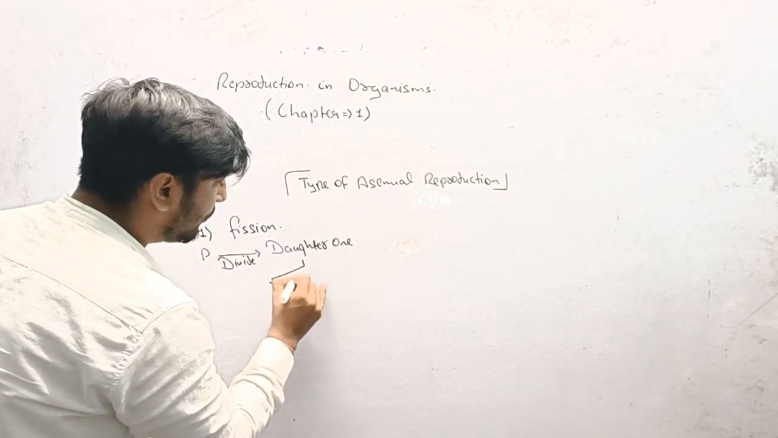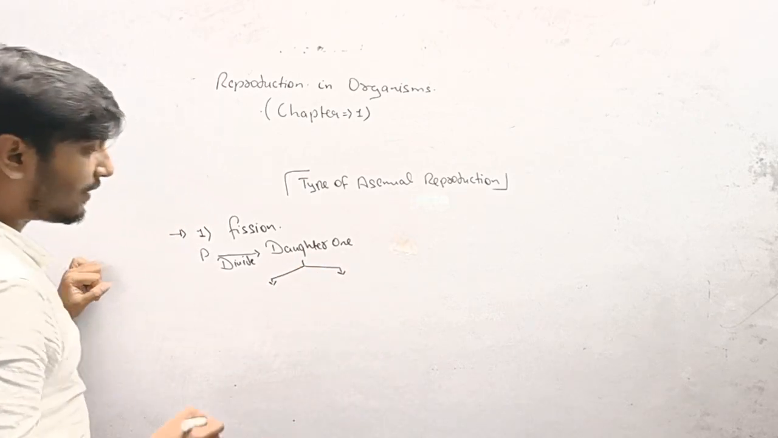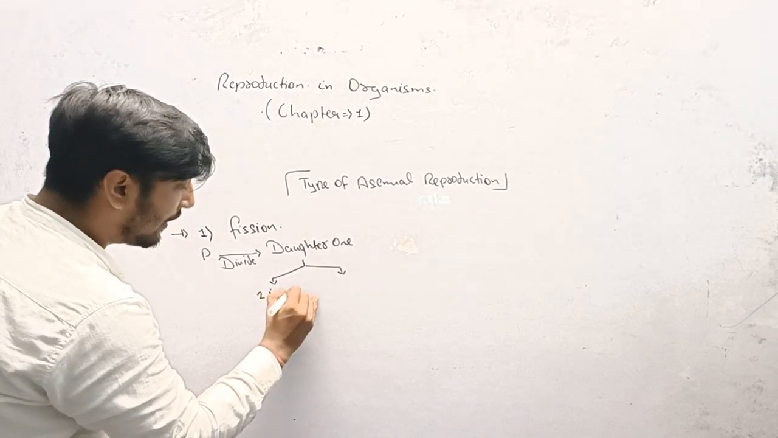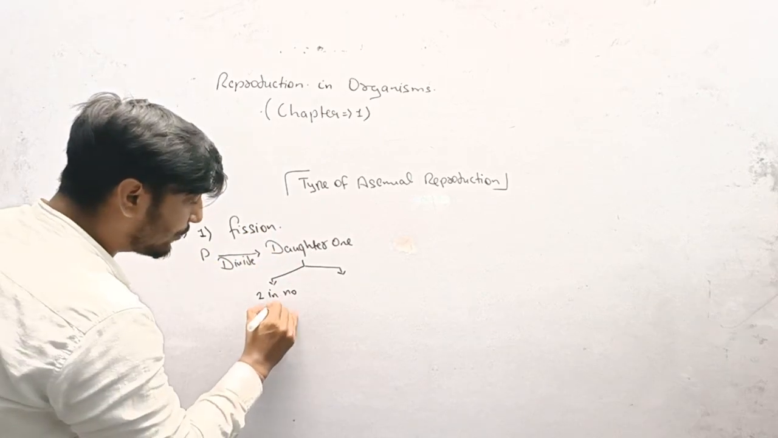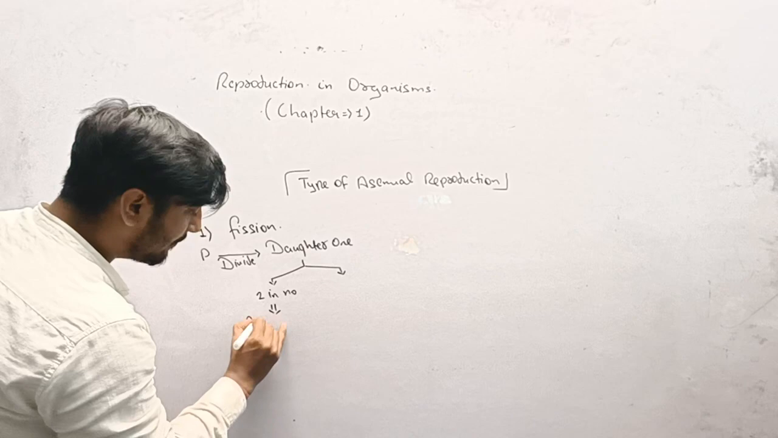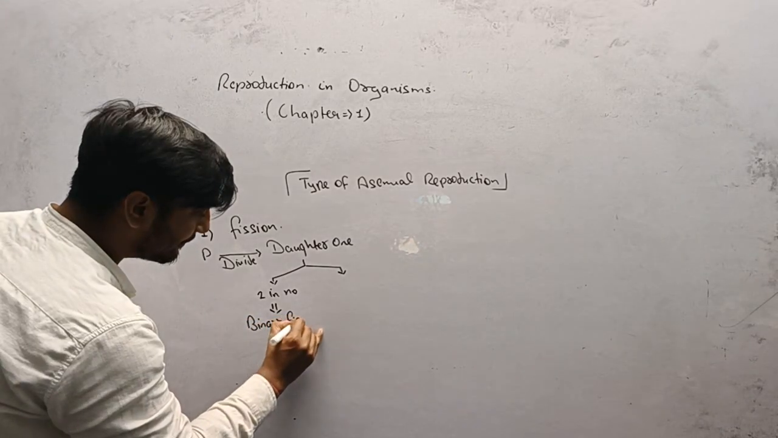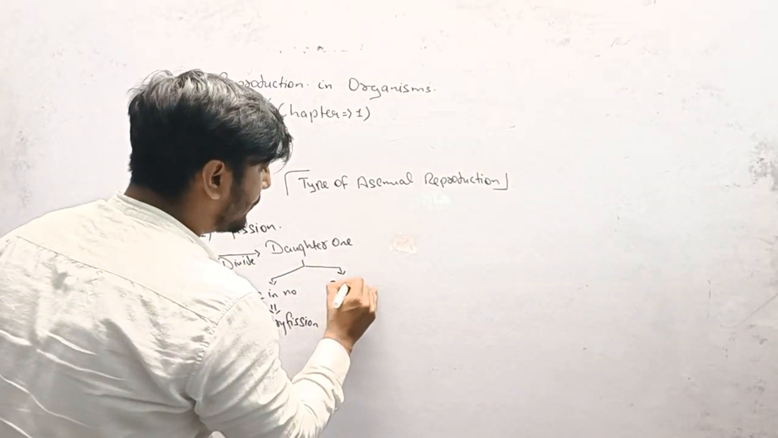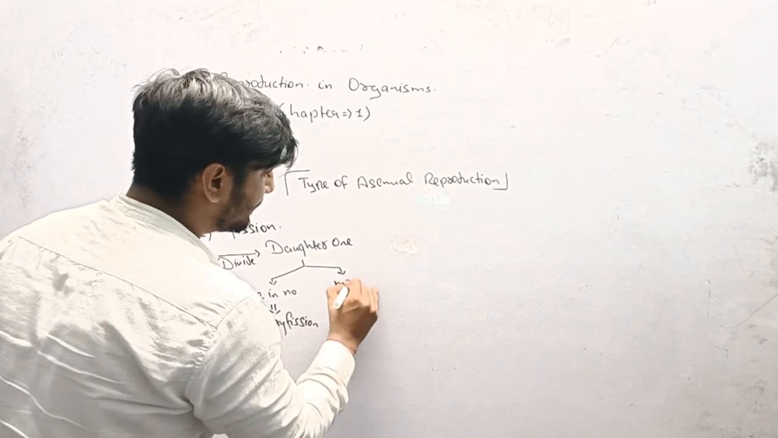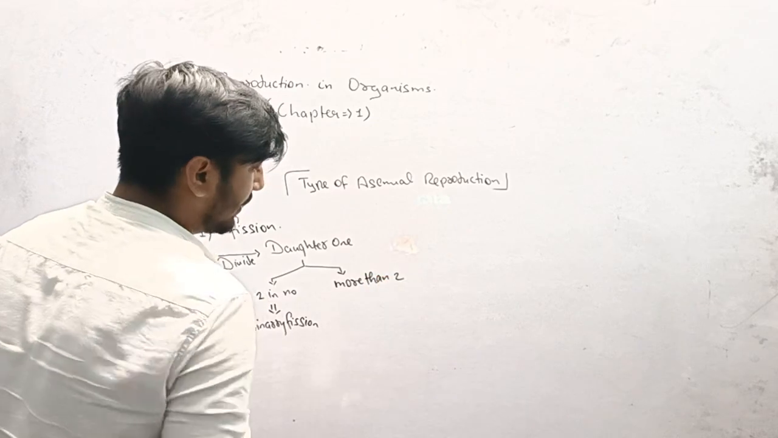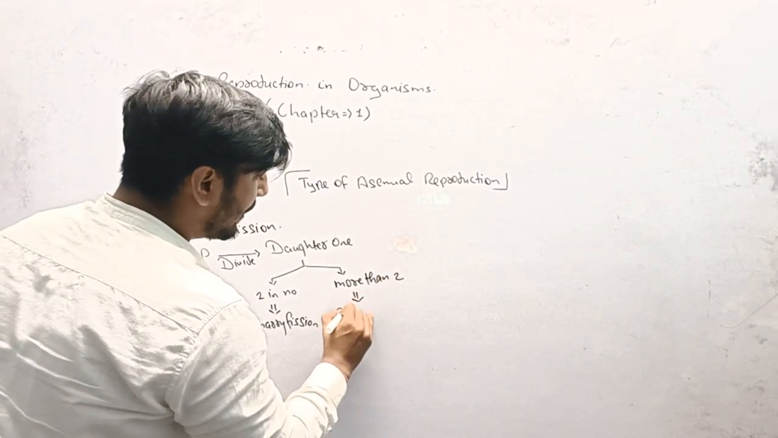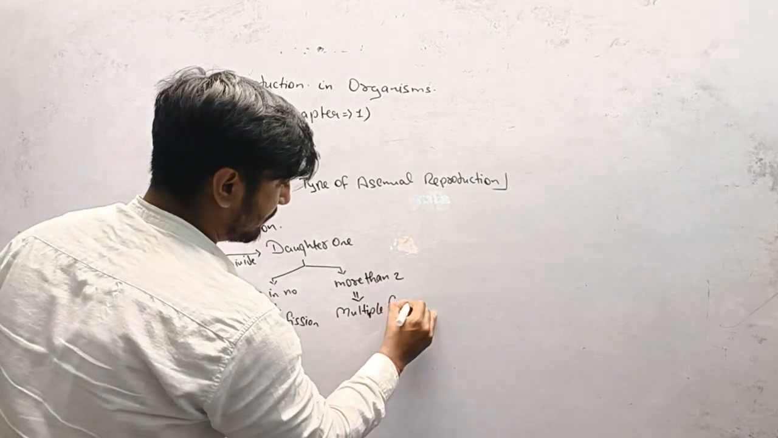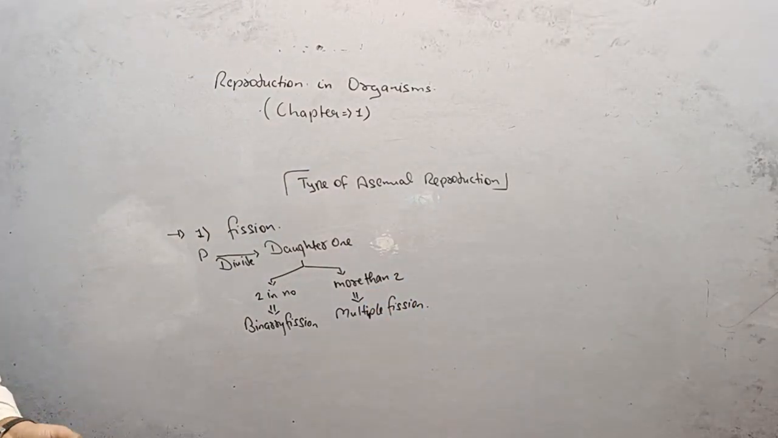So if the daughter cells are two in number, this process is known as binary fission. But if the number of daughter cells is more than 2, it is known as multiple fission.